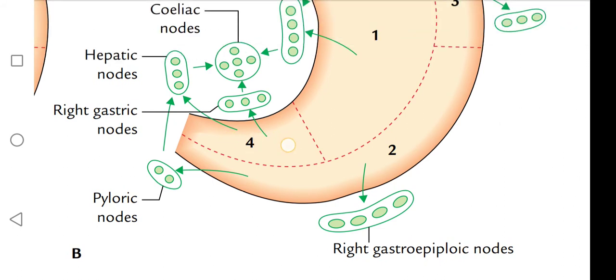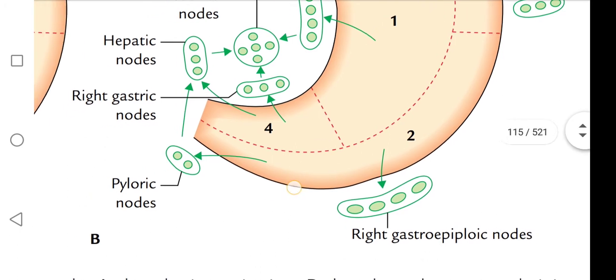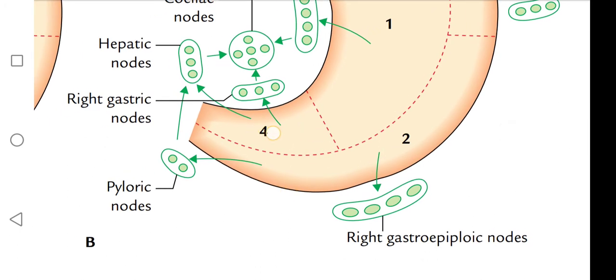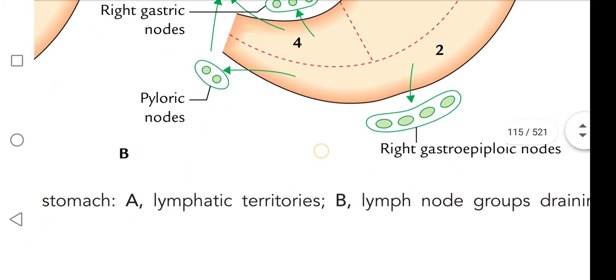This is area 4, which is the right lower one-third part. It drains the lymph into the right gastric nodes along the right gastric artery and hepatic nodes along the hepatic artery. This area 4 is along the lesser curvature and it has the pyloric antrum and pyloric canal.